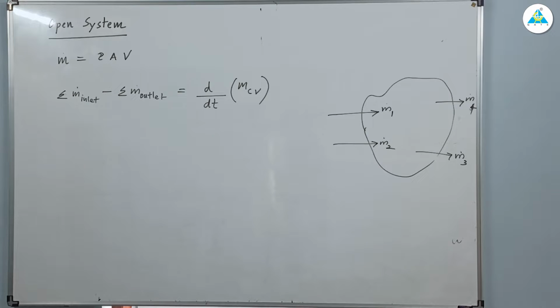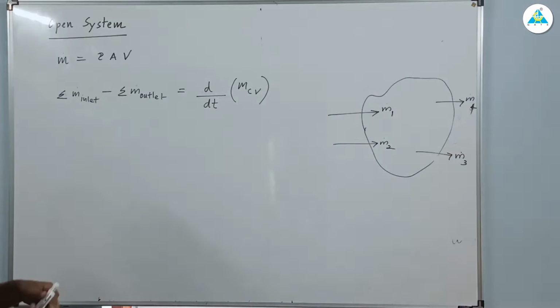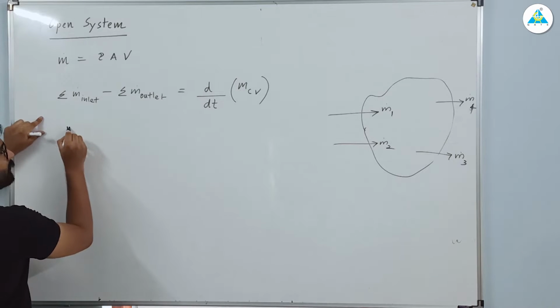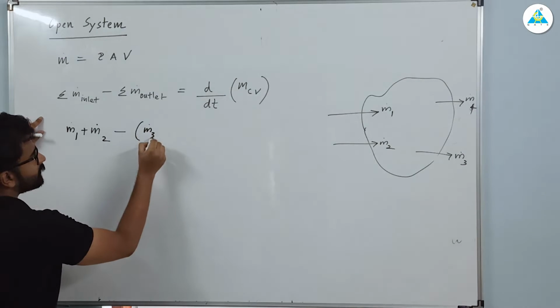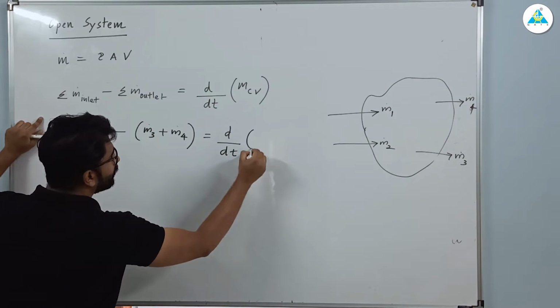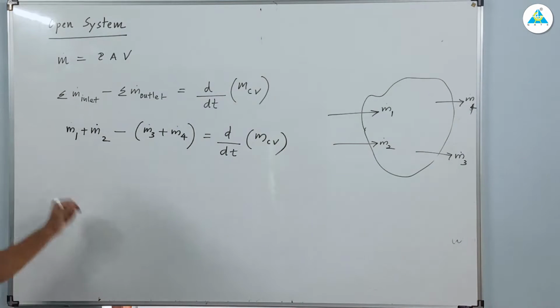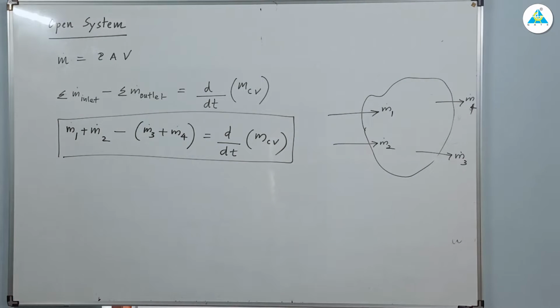So the rate of change of mass of the control volume, that is your accumulation, how much it is changing. So what are the inlet and outlet mass flow rates in this example? It is m dot 1 plus m dot 2 minus outlet, m dot 3 plus m dot 4, is equal to d by dt of mass of the control volume. Clear? This is your mass balance equation, that is, inlet mass flow rate minus exit is equal to your accumulation. I hope up to this is okay.